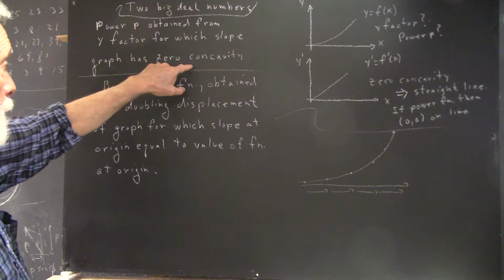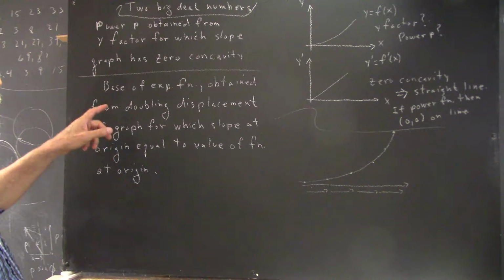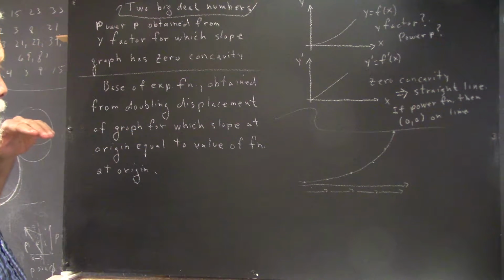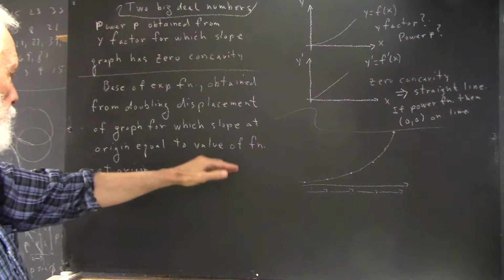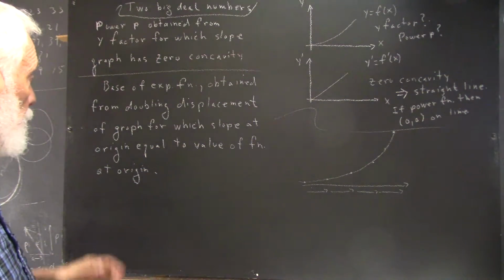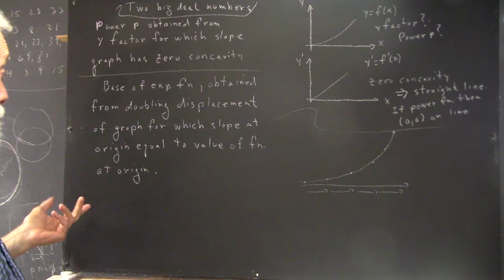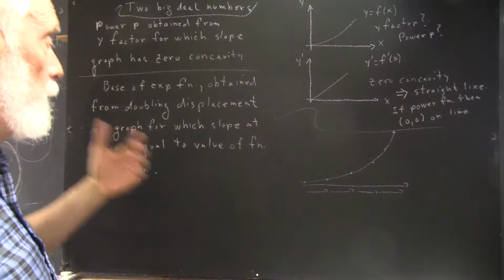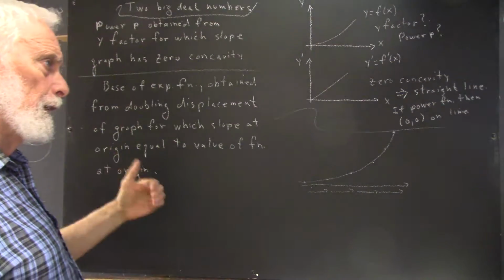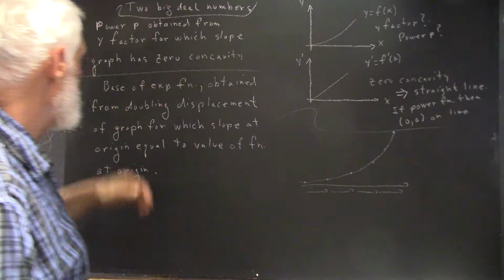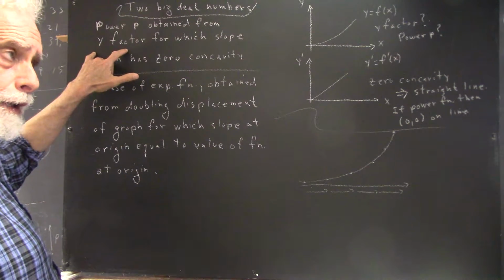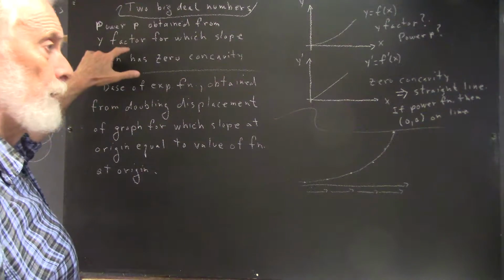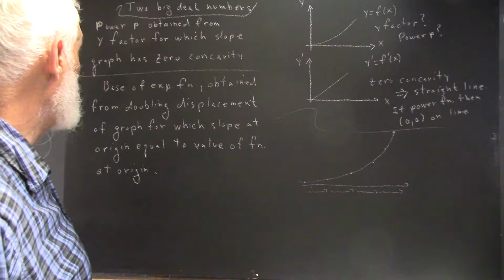And that's what we have originally looked for. And also the doubling displacement of the graph for which the slope at the origin is equal to the value of the function at the origin. Now, doubling displacement of what? Doubling displacement of, obviously, an exponential function, because for any other type of function, we don't talk about a doubling displacement, or at least not a consistent doubling displacement. So just like with y factor, if I don't say anything different, we're talking about a power function, and in this case, about an exponential function.